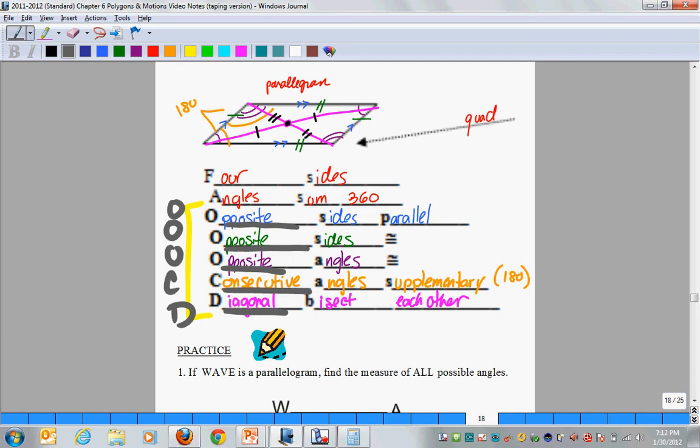OCD. Opposite sides parallel, opposite sides congruent, opposite angles congruent, consecutive angles supplementary, and diagonals bisect each other. Knowing these qualities, let's see what we can find.